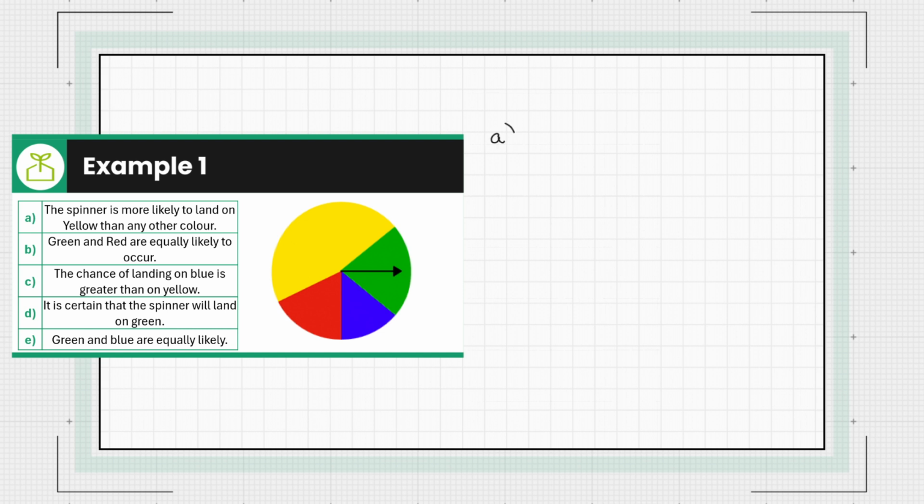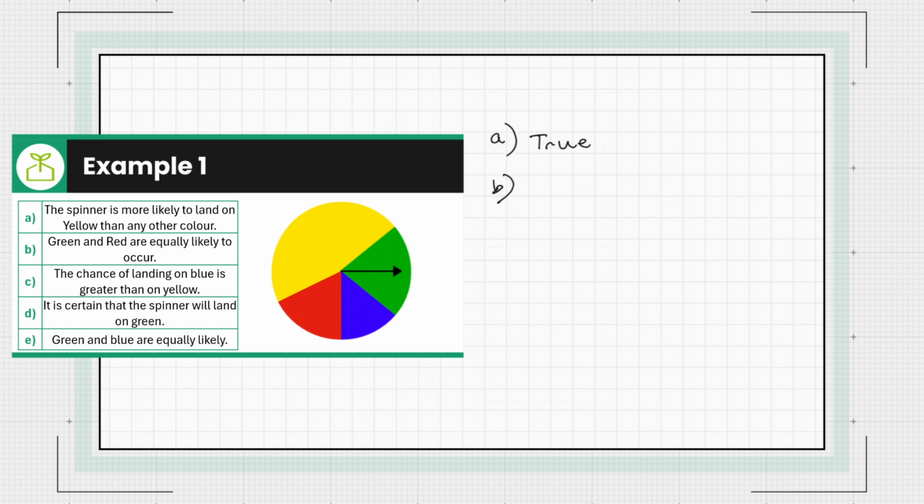So let's look at A for our first one. Choose true or false for each of the following. The spinner is more likely to land on yellow than any other color. Because yellow is the largest amount of area in this circle, it takes up that amount of space, meaning it's almost 50% of that circle, and it is much more likely than any other color to occur as an outcome.